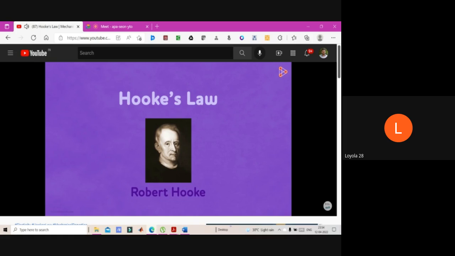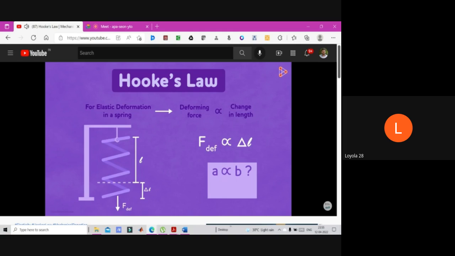Now what do we mean in mathematics when one quantity is directly proportional to the other? It means that one thing is some constant times the other. So we could write force F is K times delta L, where K is the proportionality constant. This is the mathematical form of Hooke's law.